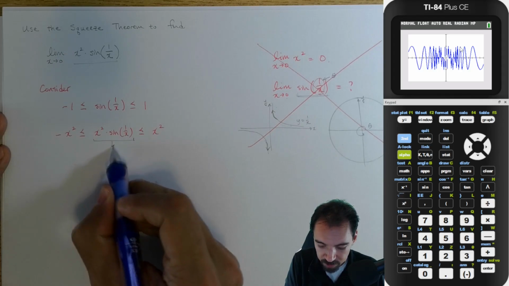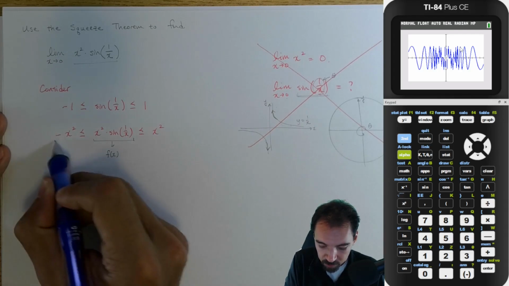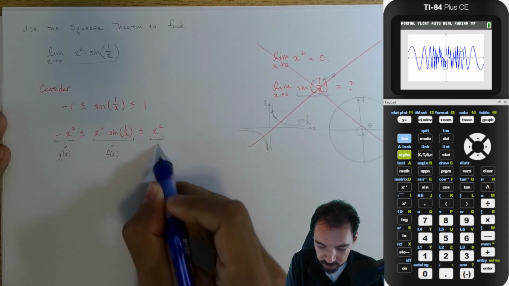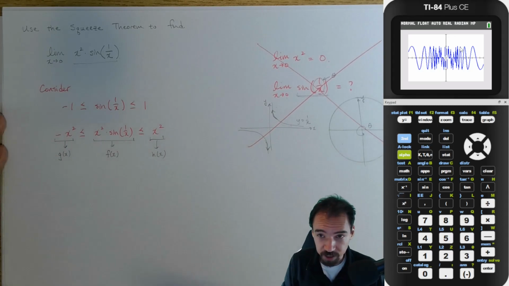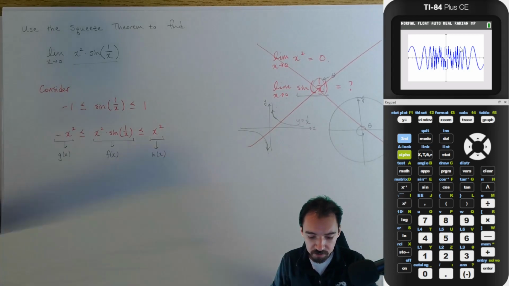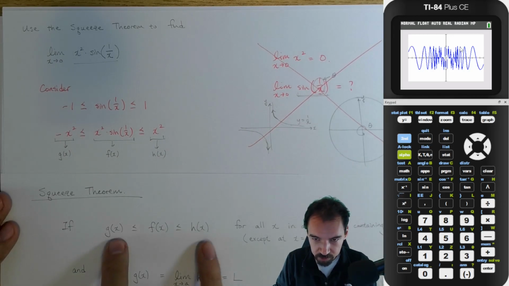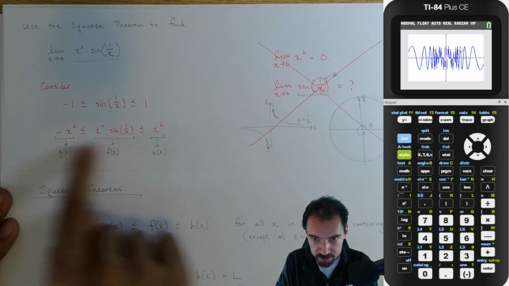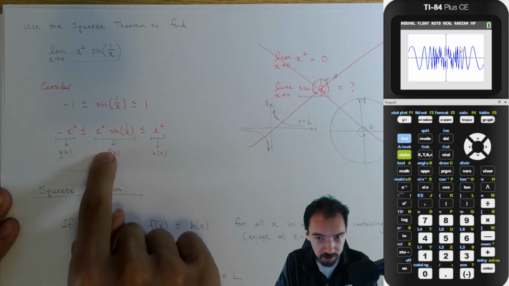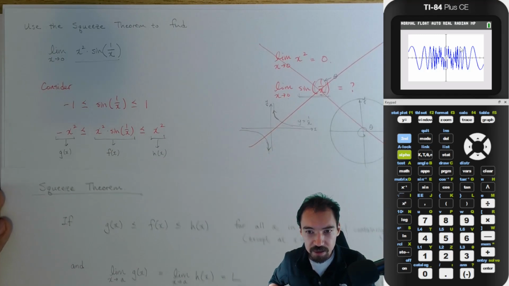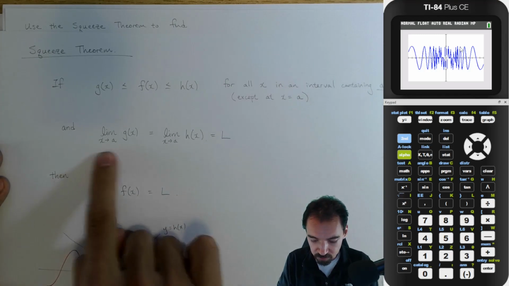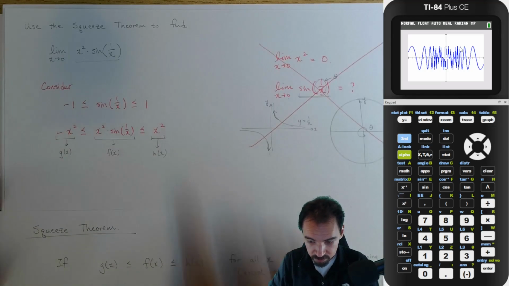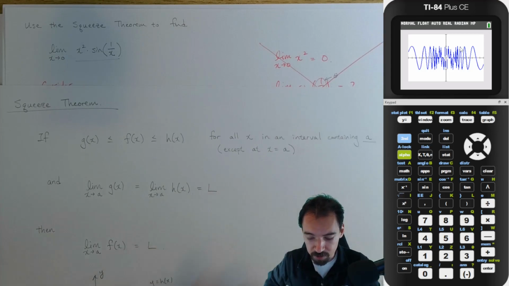Now we're getting closer to the thing we're interested in, because here this is that. We could call this f of x. We could call this g of x. And we could call this h of x, right? So we've done the first part where we came up with two functions, g of x and h of x, so that this is always less than or equal to f of x, and this is always greater than or equal to f of x. Then we want to figure out if those two limits are going to come out to the same number.